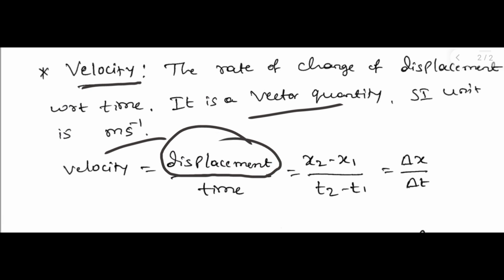Here, displacement may be written as x2 minus x1, meaning change in the positions, divided by change in the time interval, delta t, which we can take as t2 minus t1. That becomes delta x, the displacement interval, and delta t, the time interval.